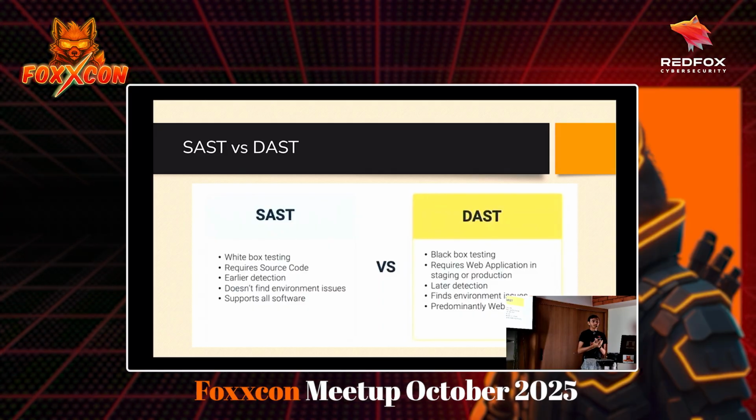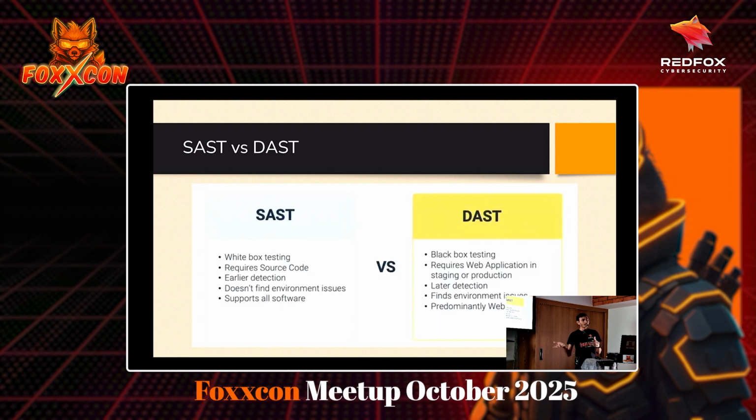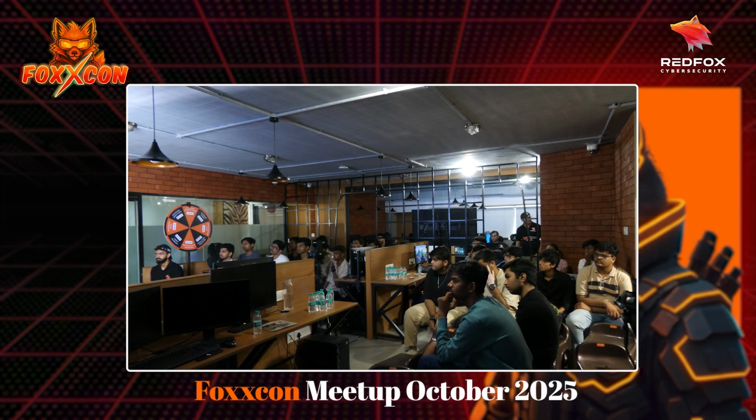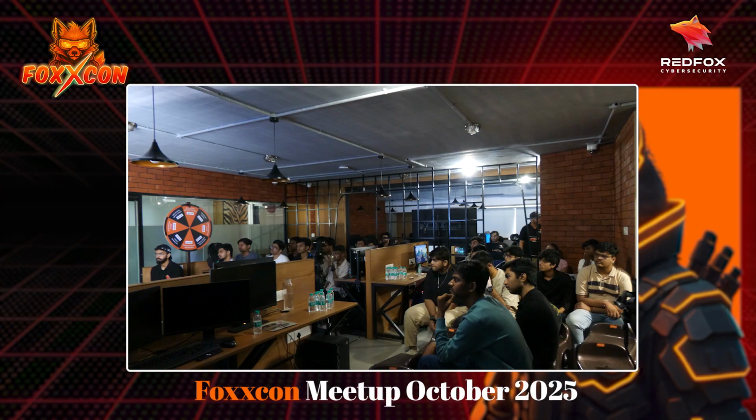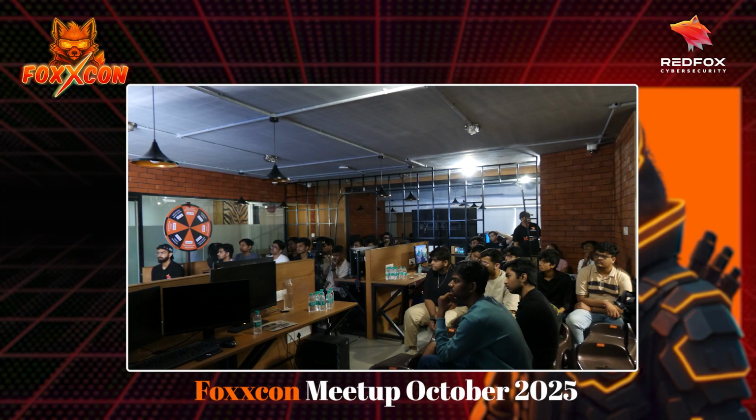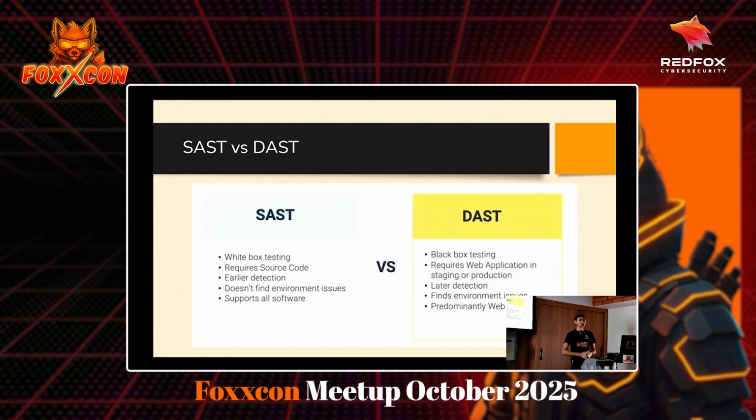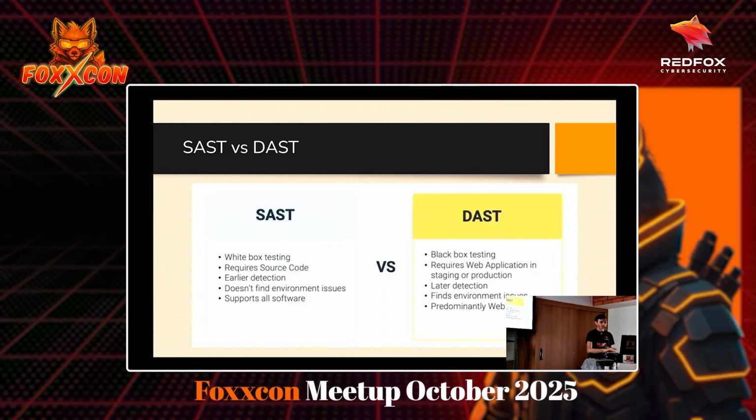because it takes some effort from the developer side as well, right? After writing all the code and deploying it, they again need to change the code after deployment. That takes lots of effort and cost as well. So SAST is generally performed before deployment only. SAST supports all software and doesn't find environment issues. DAST is generally done in staging or production environments, and it is predominantly web application testing.